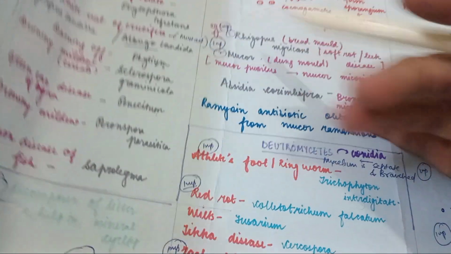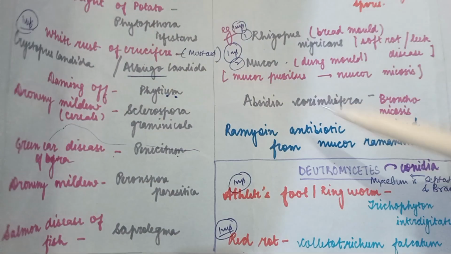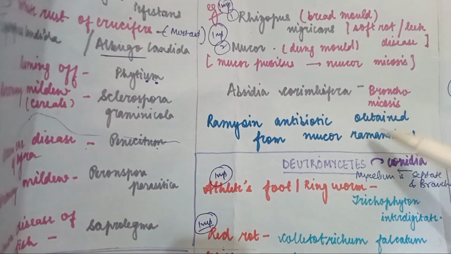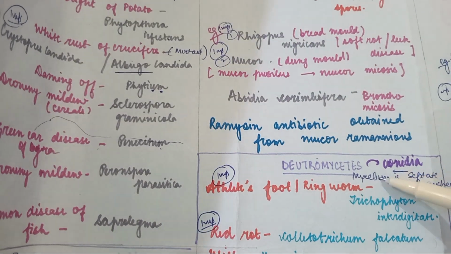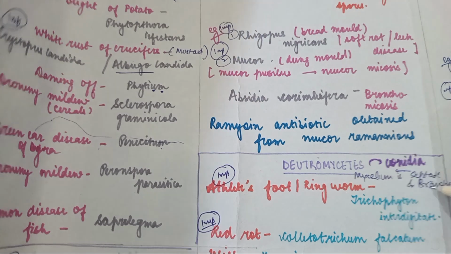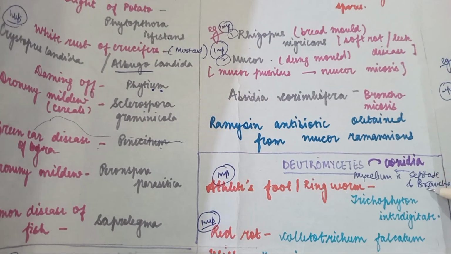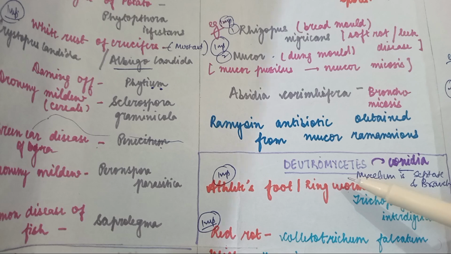Coming to the last group, the Deuteromycetes. You have to remember that Deuteromycetes are the imperfect fungi. The asexual reproduction takes place with conidia. The mycelium is the same, septate and branched as in Ascomycetes and Basidiomycetes, but sexual reproduction is absent.